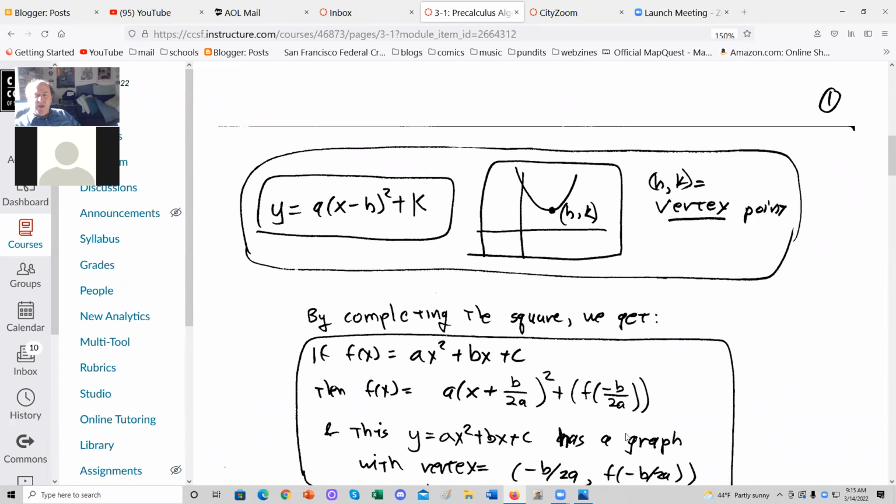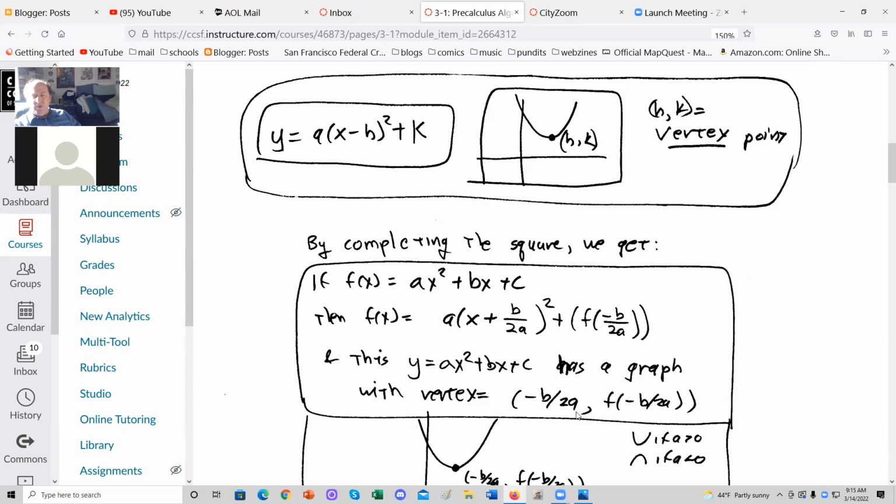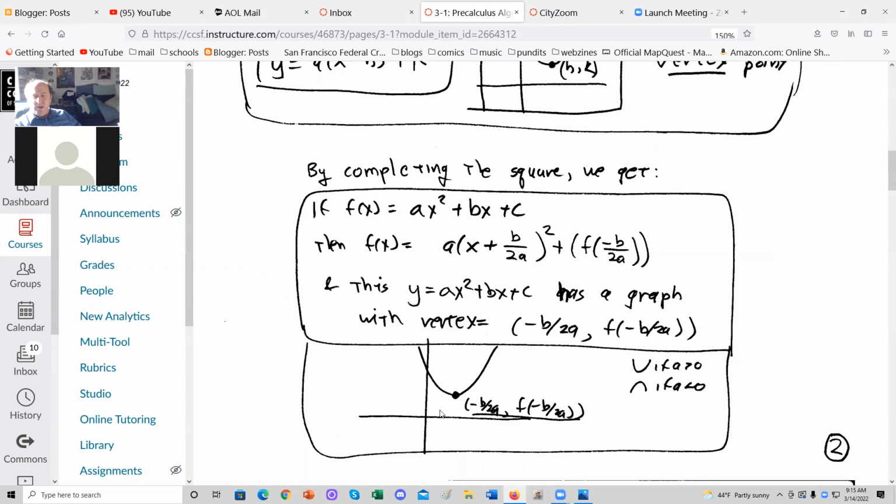Now we can turn any quadratic into this form by completing the square. So if it's ax squared plus bx plus c, then factor out a, add and subtract a term, and so on. You get f equals a times x plus b over 2a, squared, plus f of negative b over 2a. So its vertex is at negative b over 2a by f of negative b over 2a, looking like this. Cup up if a is positive, cup down if a is negative.